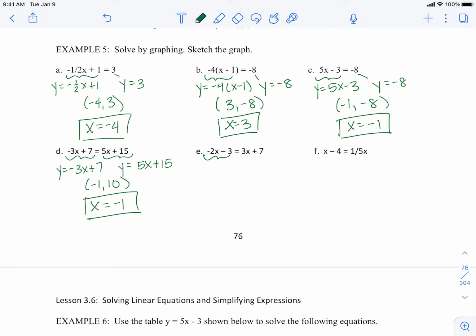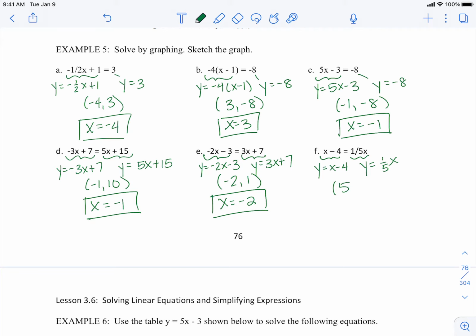For E, y equals negative 2x minus 3 and y equals 3x plus 7. The point where they intersect is negative 2, 1. So x equals negative 2. And this last one, y equals x minus 4, and y equals 1/5 x. They intersect at 5, 1, so x is equal to 5.